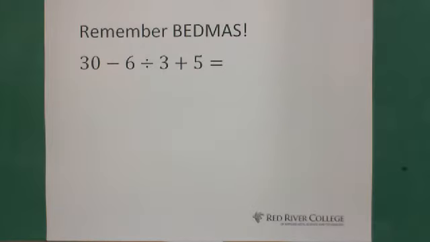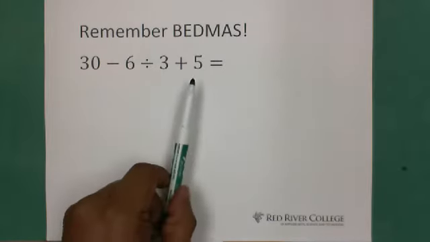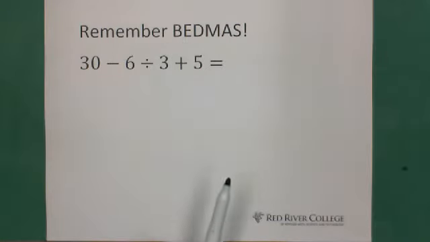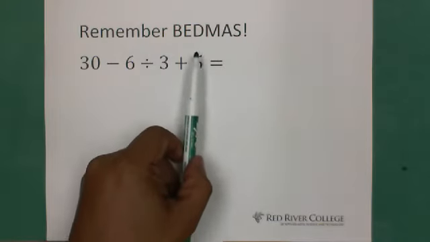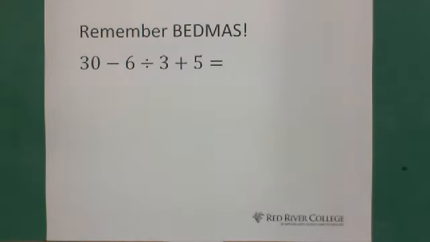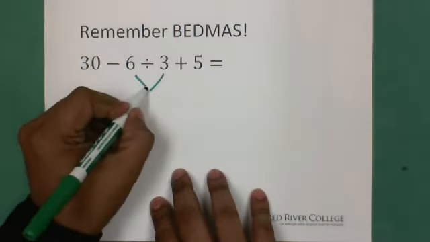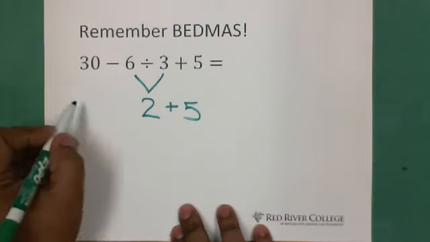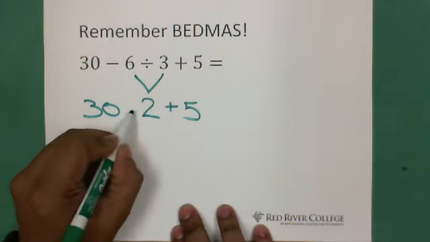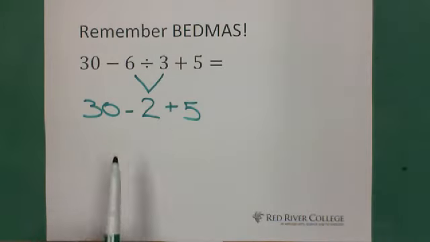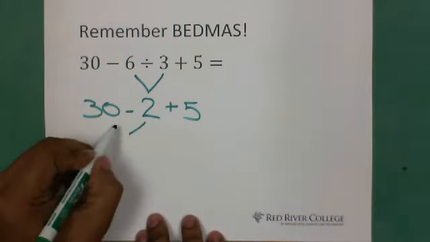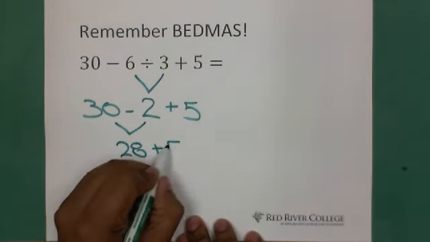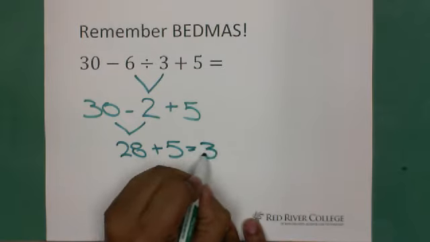The first thing that I'm going to do in this expression is take a look for any sort of brackets. I see none, so I'm going to take a look for exponents. I see none here. What about division and multiplication? Well, I do see a division, so I want to do that first. 6 divided by 3 is 2. To that, I want to add 5, and I want to take 30 subtract 2. So 30 subtract 2, let's do that first, is 28, plus 5 is equal to 33.